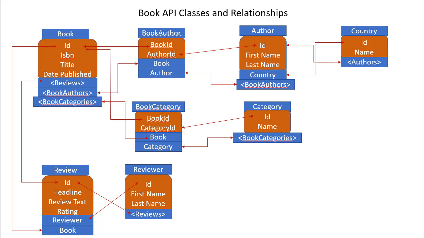And finally, the relationship between category and book is done via the intermediary table book category, which works on the same many-to-many relationship principles as the book author table does. So keep this handy because we will be referring to it explicitly and implicitly throughout the course.